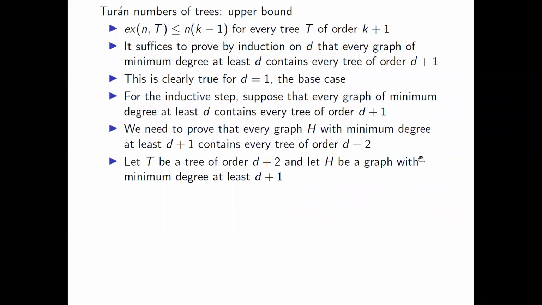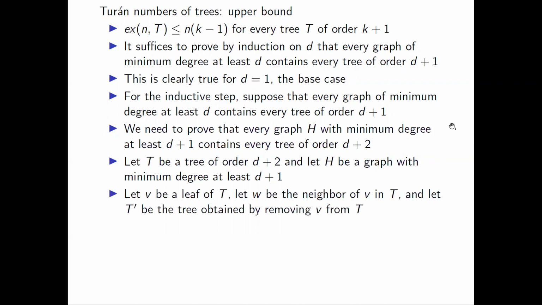So we'll say T is a tree of order D plus 2. And H will be the graph with minimum degree at least D plus 1. And we want to prove that H contains T. So we'll look at T. So we can draw a picture, an example of some tree. So we can say, here's our tree T.